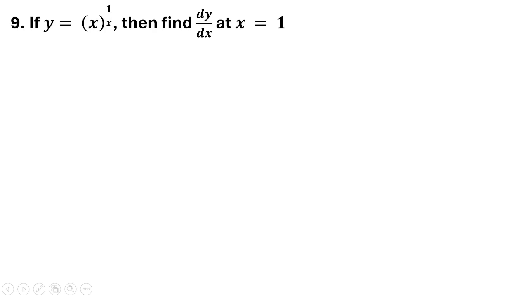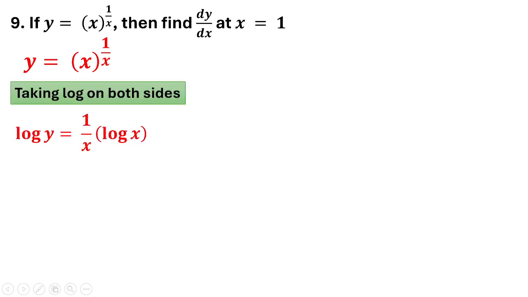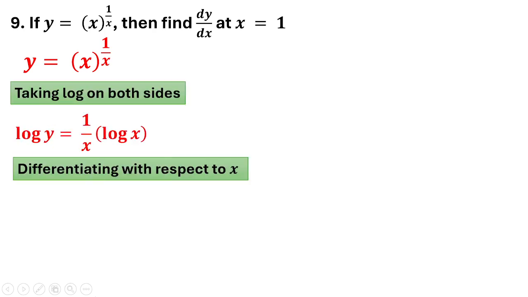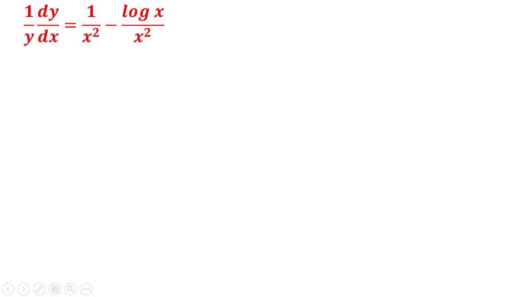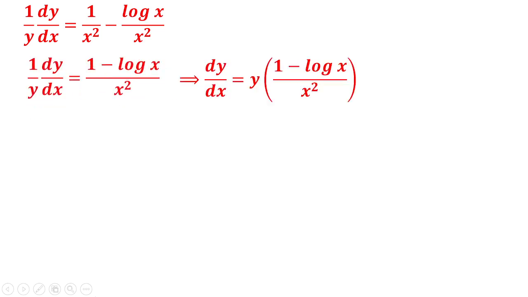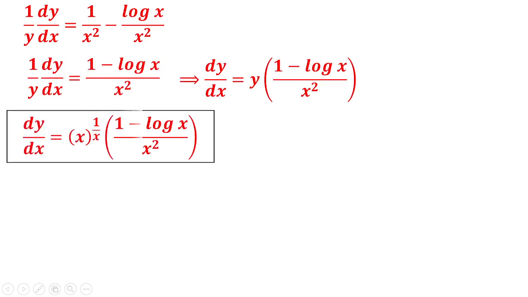Okay, y is equal to x power 1 by x. Then you have to find dy by dx. Now, this can be done only by taking the logarithm, since it is a power function. Therefore, take log on both sides. So, I am taking log, 1 by y into dy by dx is equal to, on the right hand side, we have to use product rule. Then after the product rule is done, we have to take LCM. Then you have to multiply by y. Then dy by dx is x power 1 by x into 1 minus log x upon x square.